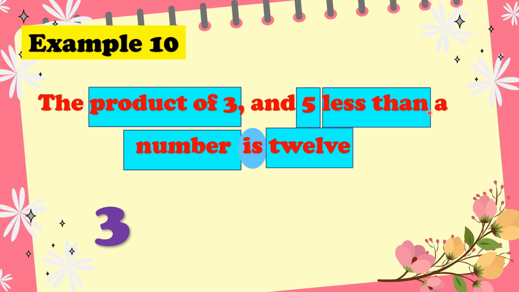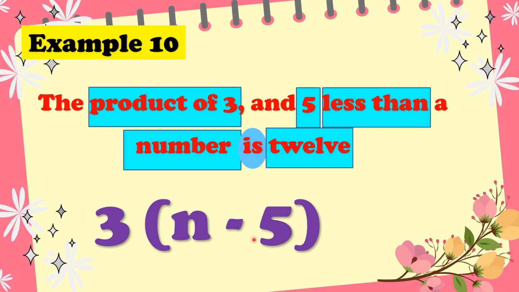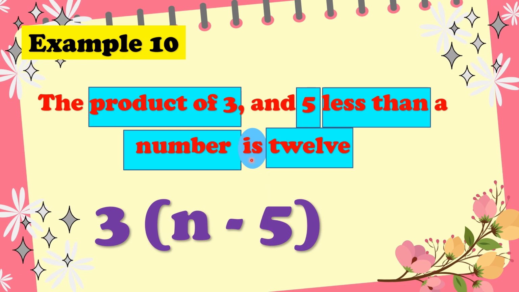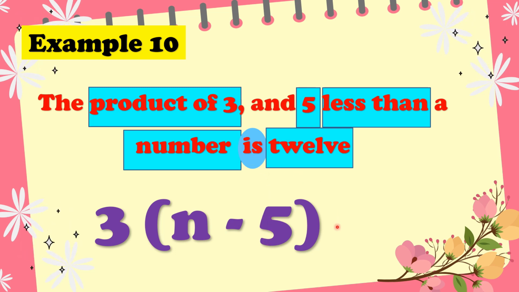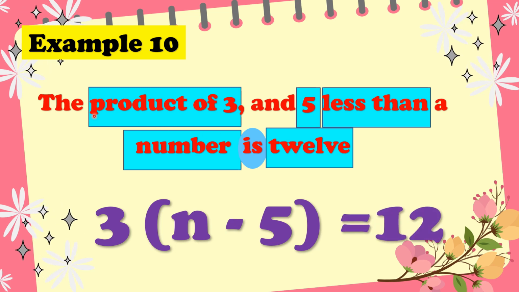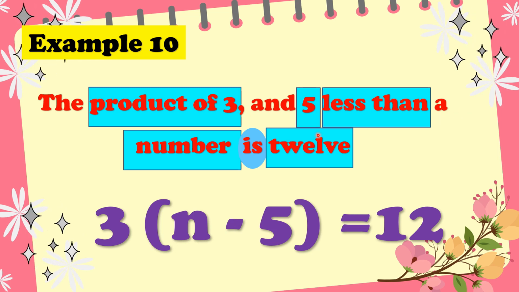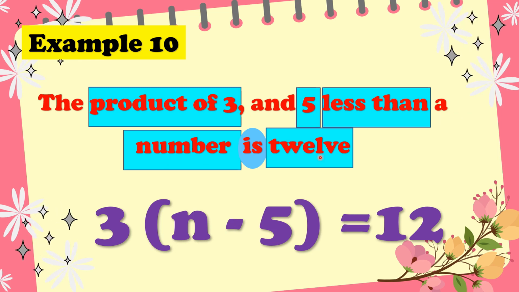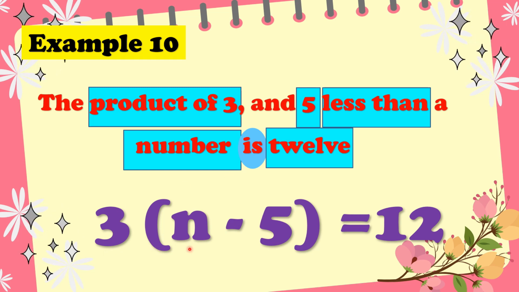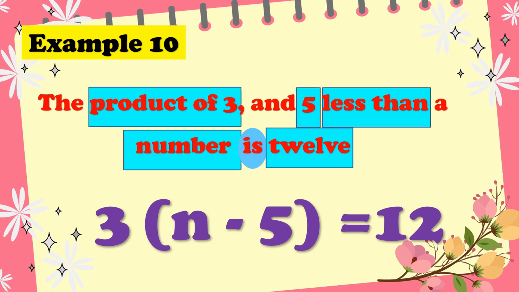So, mauuna yung unknown bago yung known. So, that would be the quantity n minus 5 kasi nag-switch sila ng place. Tapos yung "is", equal sign, and then 12. So, when we translate the product of 3 and 5 less than a number is 12, that is written as 3 times the quantity n minus 5 is equal to 12.